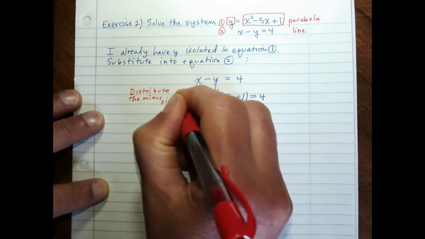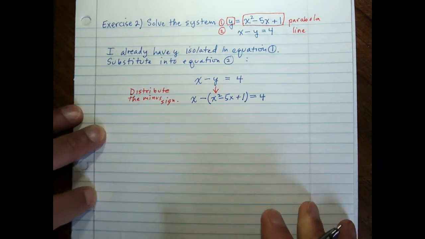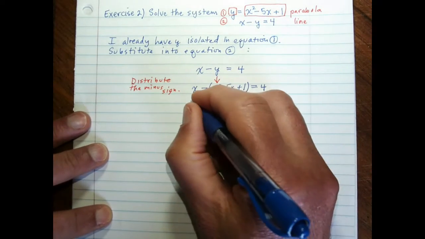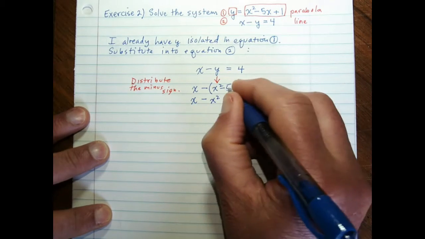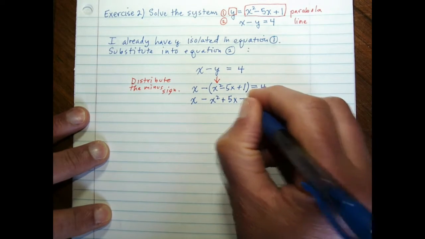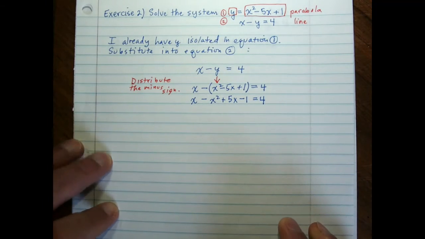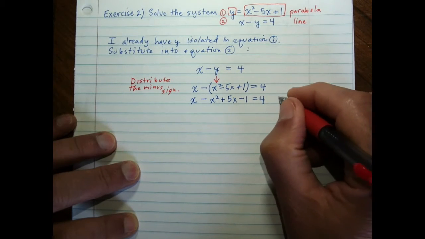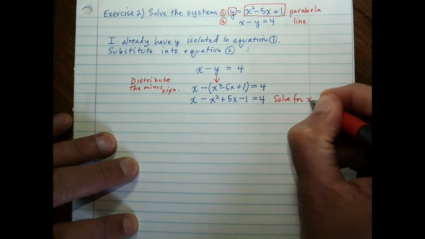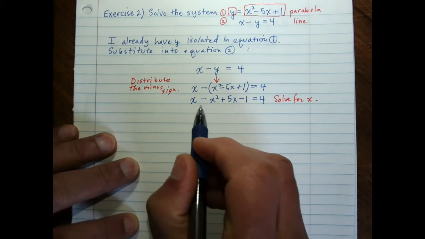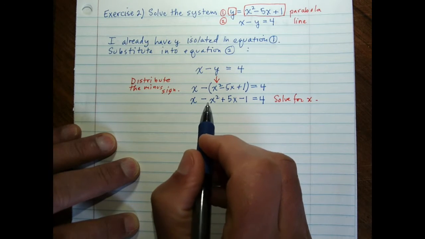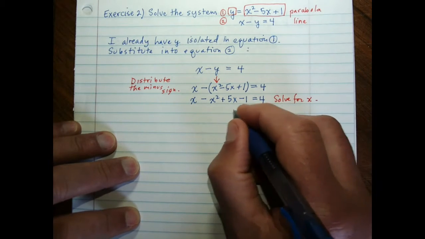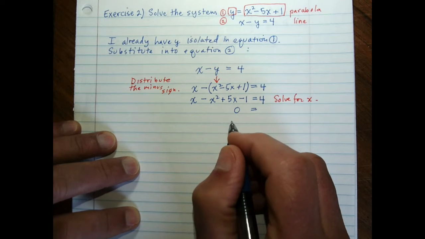This is one of the most common errors I see, where a quantity has a minus sign in front of it and people forget to distribute the minus sign. So when I distribute that minus sign, I end up with x minus x squared plus 5x minus 1 equals 4. Now I have an equation in just one variable, x. It's quadratic in x, and this x squared is negative. I want a positive x squared coefficient, so I'm going to take all the terms to one side of this equation.